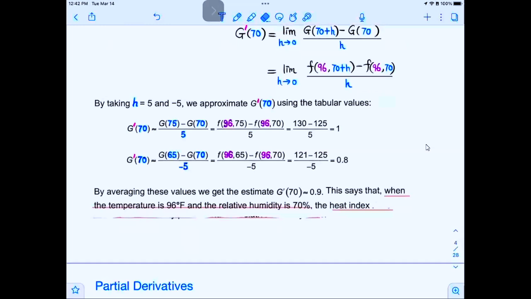This says that when the temperature is fixed to be 96 degrees Fahrenheit, and the relative humidity is 70%, then the heat index goes up or goes down? Goes up because it's positive, right? Goes up by how much? 0.9 degrees for every 1% rise in the humidity. So when the humidity goes up 1%, you feel that the temperature goes up by 0.9 degrees.